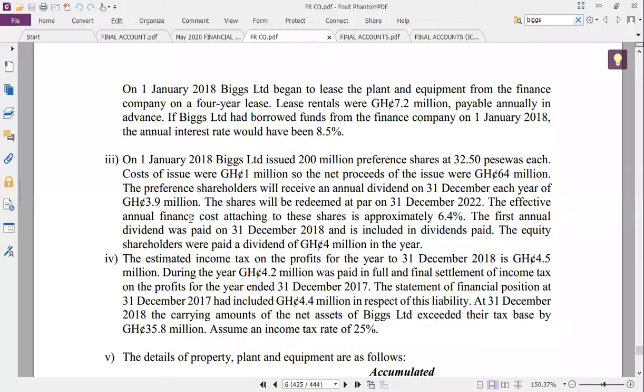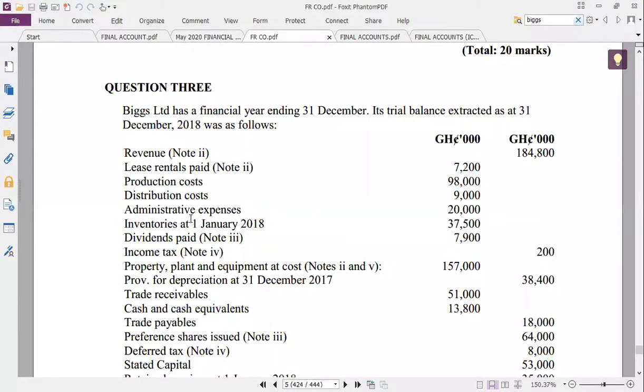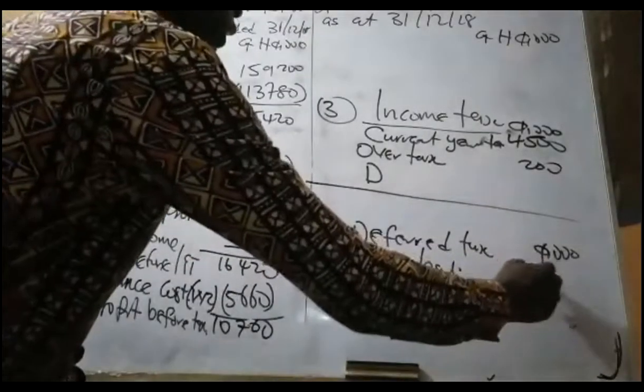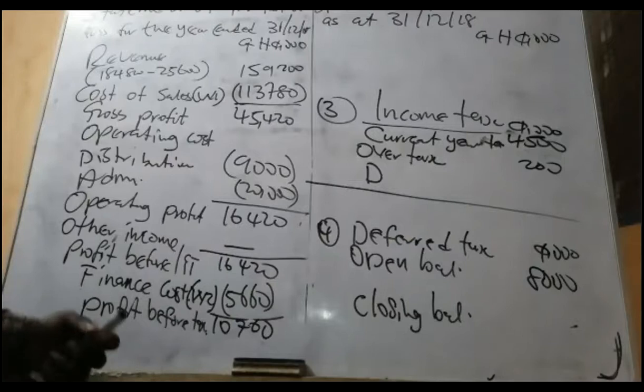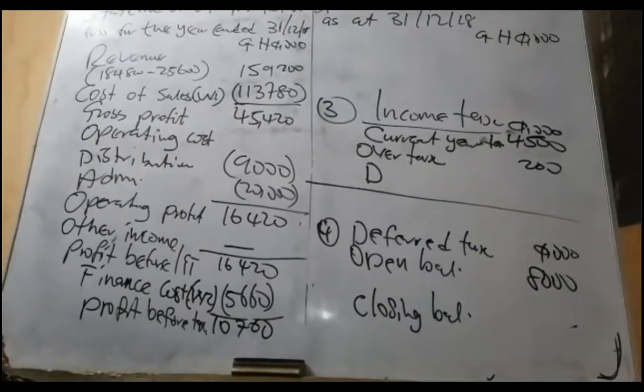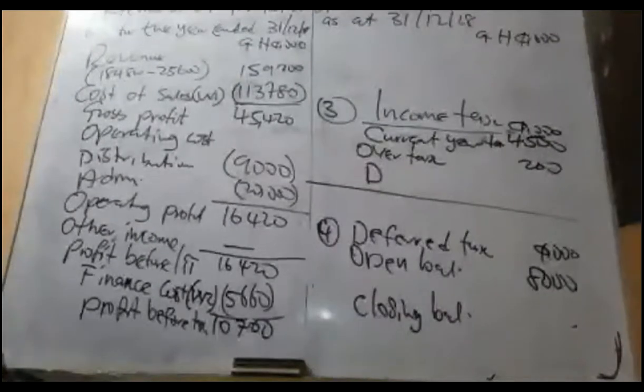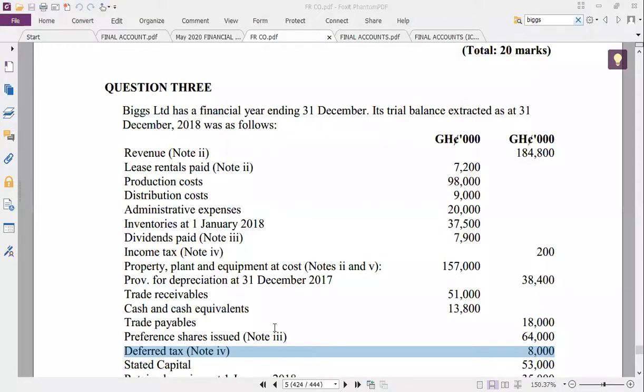So let me go and check. If it's not there, just leave a dash there. But here there's deferred tax of 8,000. So open balance of 8,000. I record it here as 8,000. Closing balance, they'll not give it to you. You have to find it by yourself, by finding the temporary difference. So let's go and find the temporary difference times the tax rate. That's the closing balance.